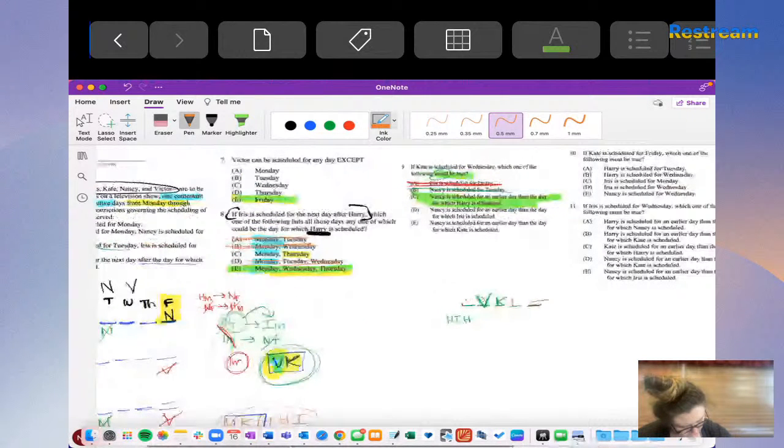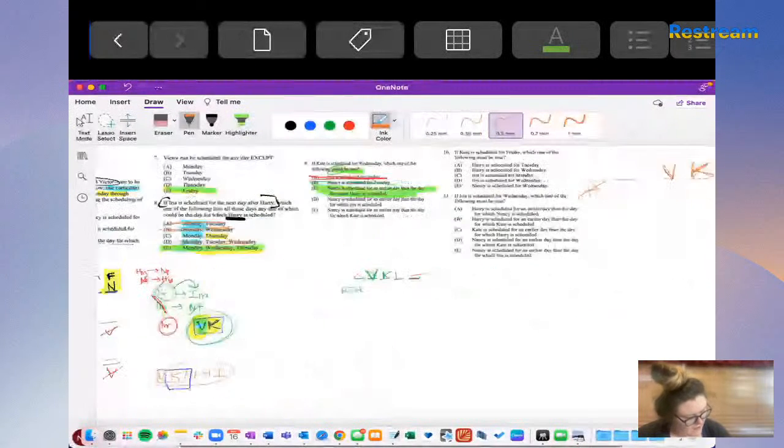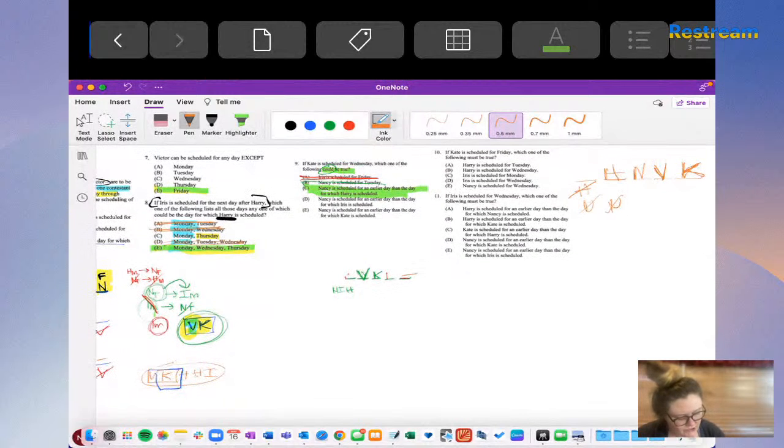And we know that N can never be first or second. So that means N is going to go third, and if H can't go first, that means H has to go here. And so what must be true? Yes, absolutely. It has to be that H is scheduled for Tuesday.